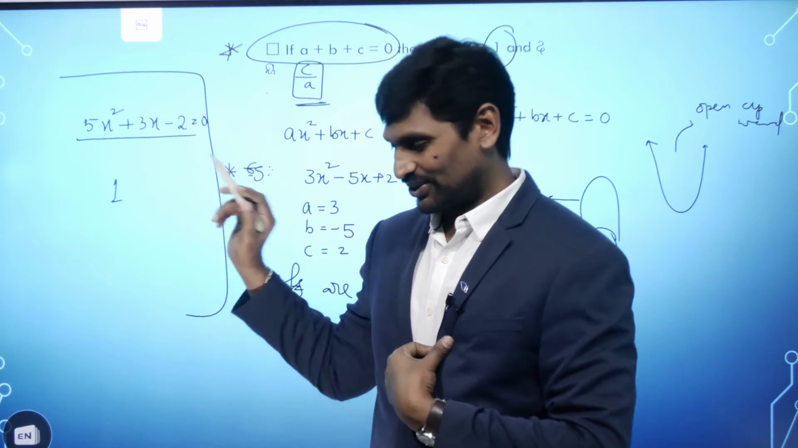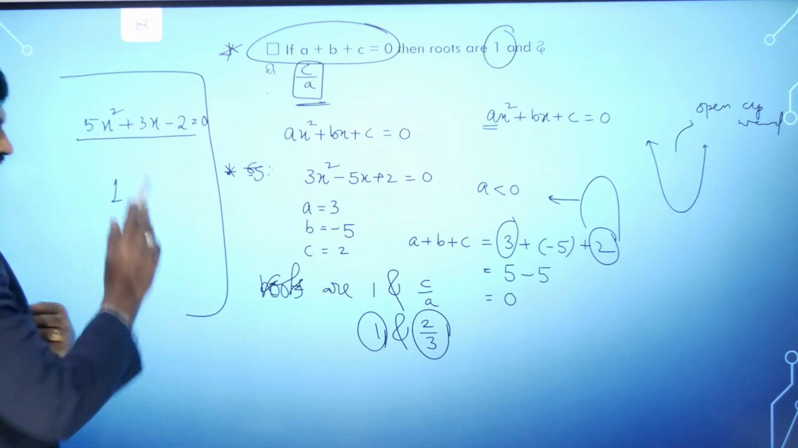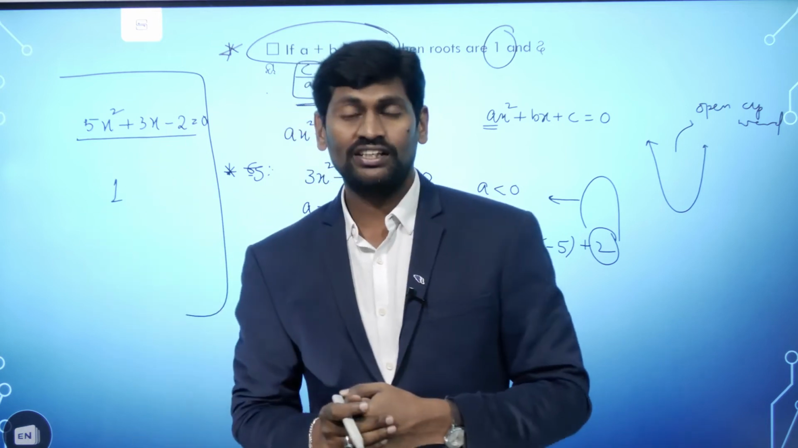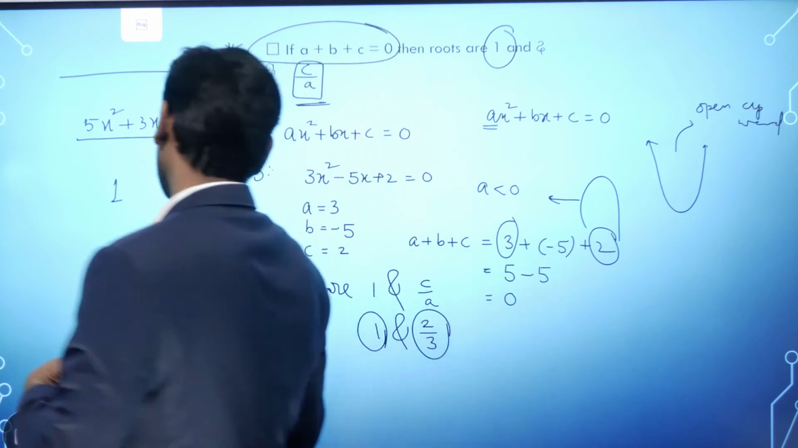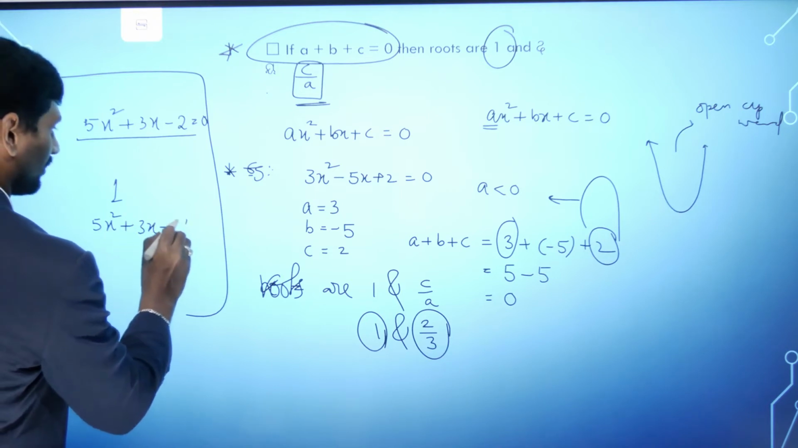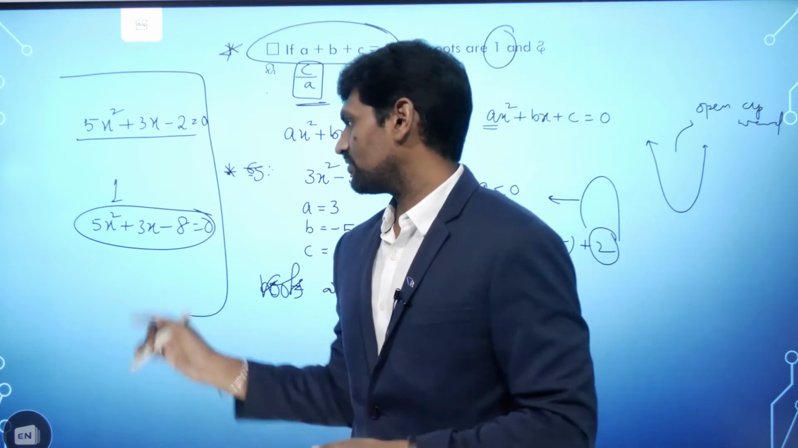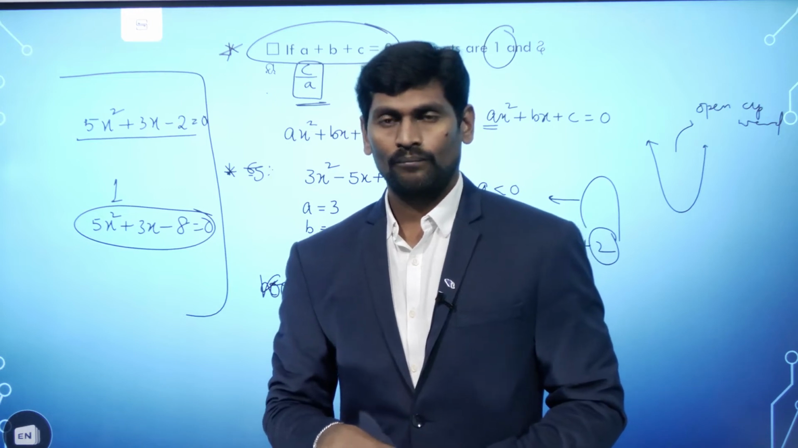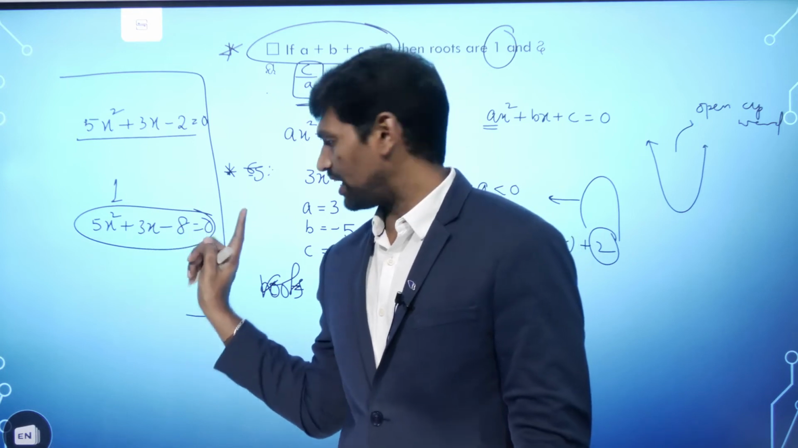Does it satisfy or not? No. It is not satisfying. So we cannot say the roots. Because see, a plus b plus c: a value 5, b value is 3, 8, 8 minus 2, 6, but we should get 0. Now I am changing it here, you do it. Now find it. The equation is 5x square plus 3x minus 8 equals to 0. Check. Yes, 5 plus 3, 8, 8 minus 8, 0.